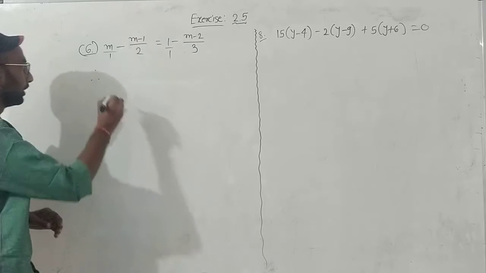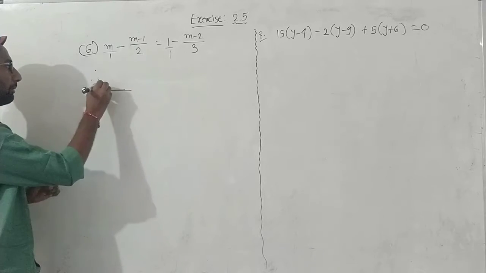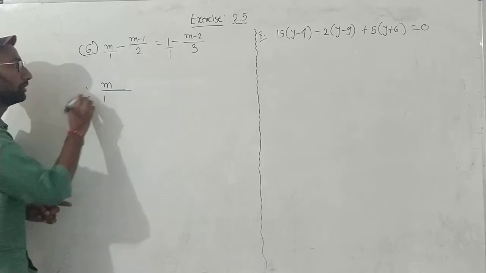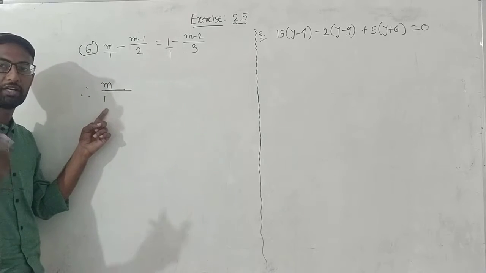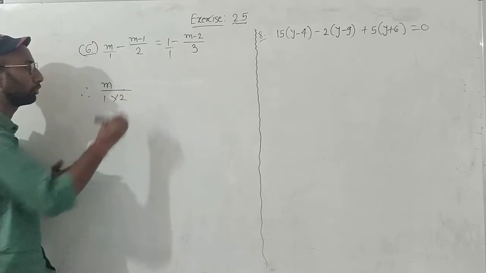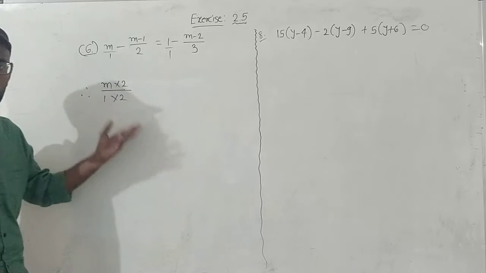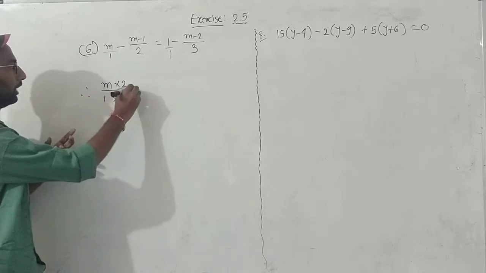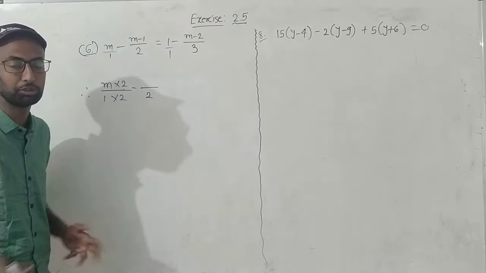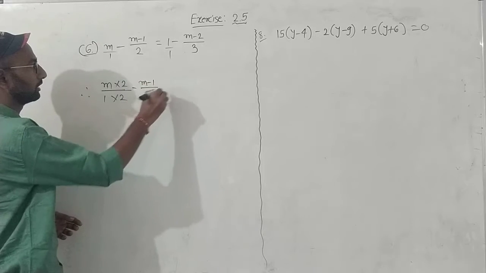So you tell me with which number I should multiply 1. मैं 1 को किससे multiply करूँ? With which number I should multiply 1 so I will get 2? So of course I will have to multiply with number 2. And the same number I will have to multiply in the numerator. Here you can see 2 is already in the denominator, so I don't need to do anything. मुझे कुछ भी करने की जरूरत नहीं है. m minus 1 as it is.